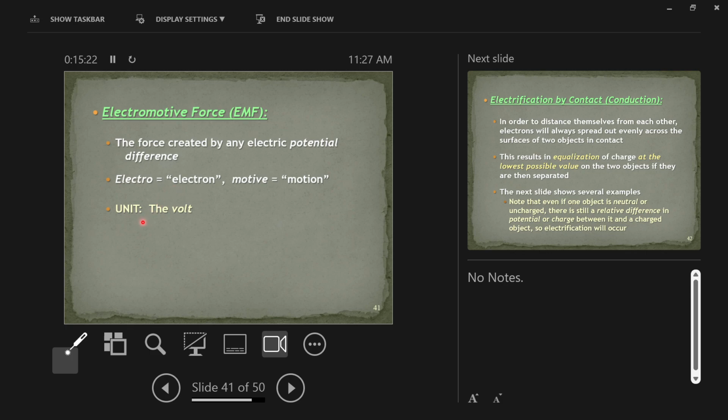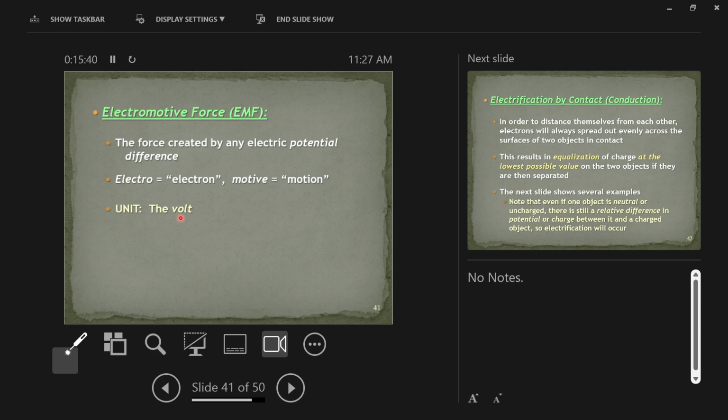The unit that we use for this force is called the volt. More volts equals bigger potential difference equals more ability to push electrons around, okay? So high voltage means we can push more electrons more quickly, okay?